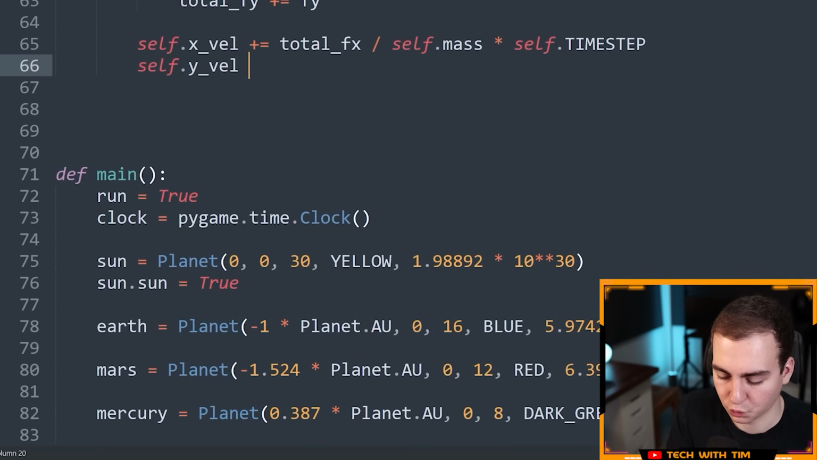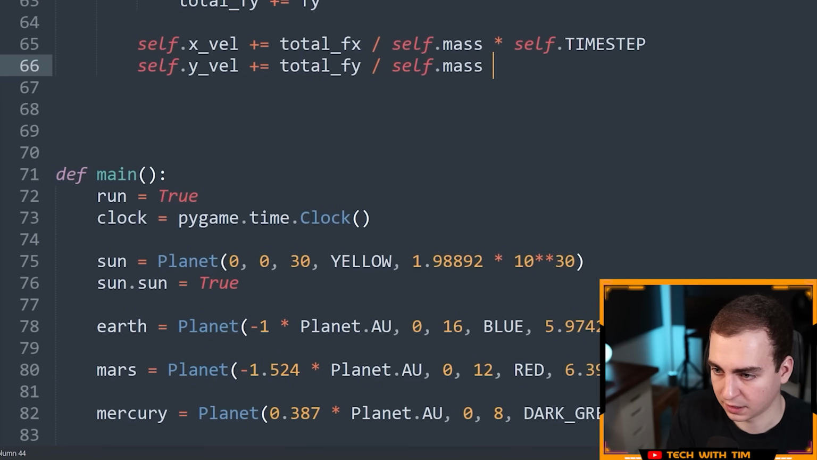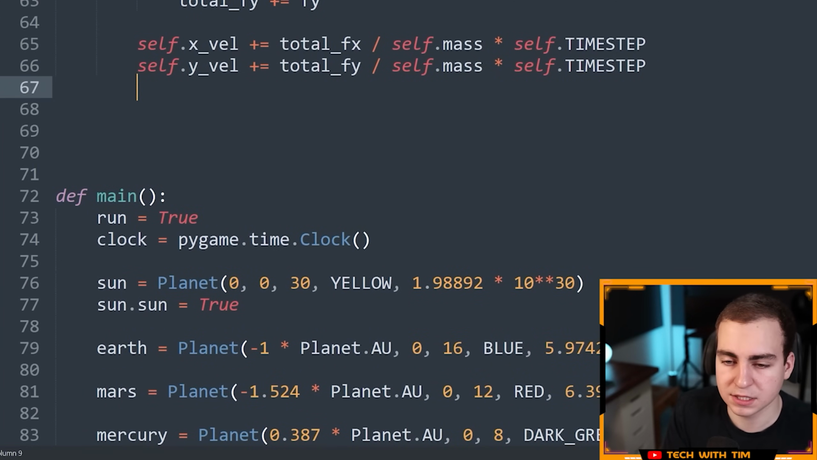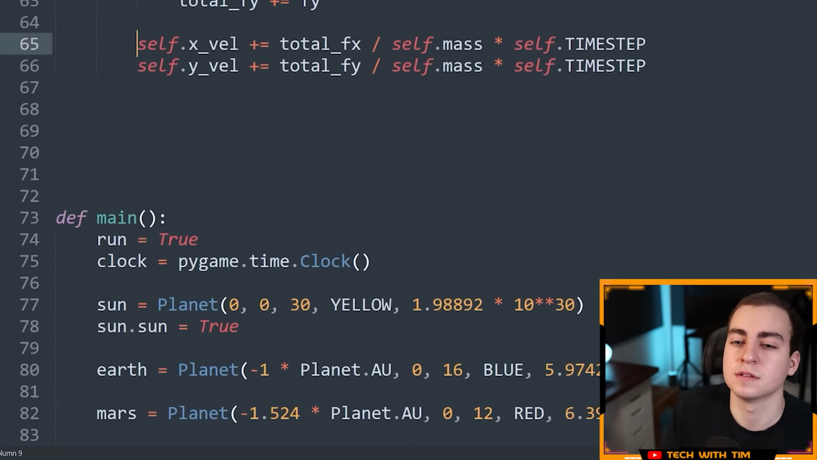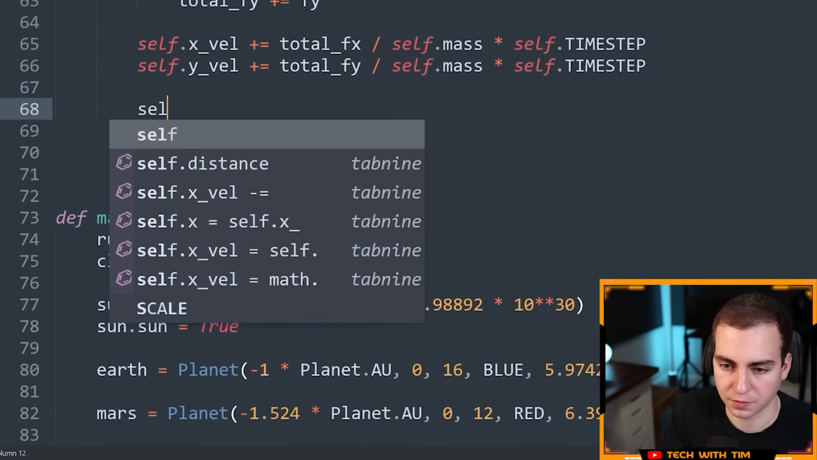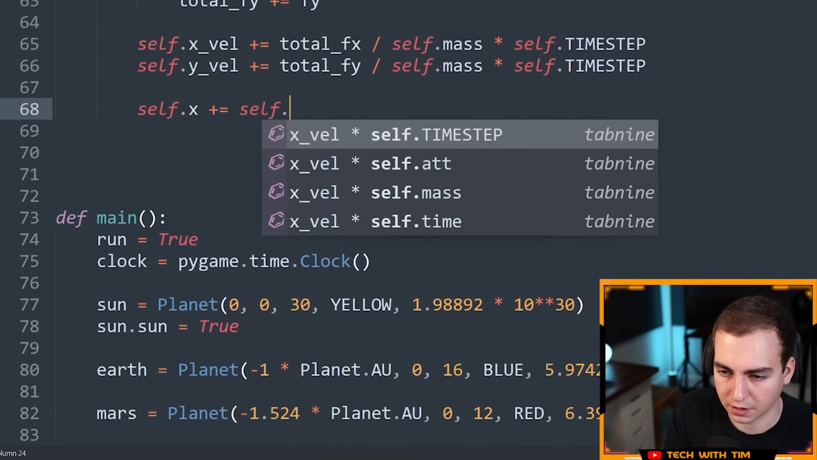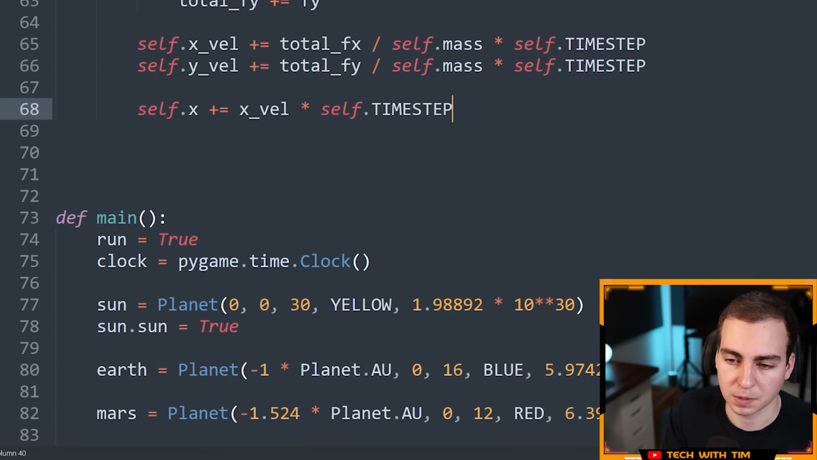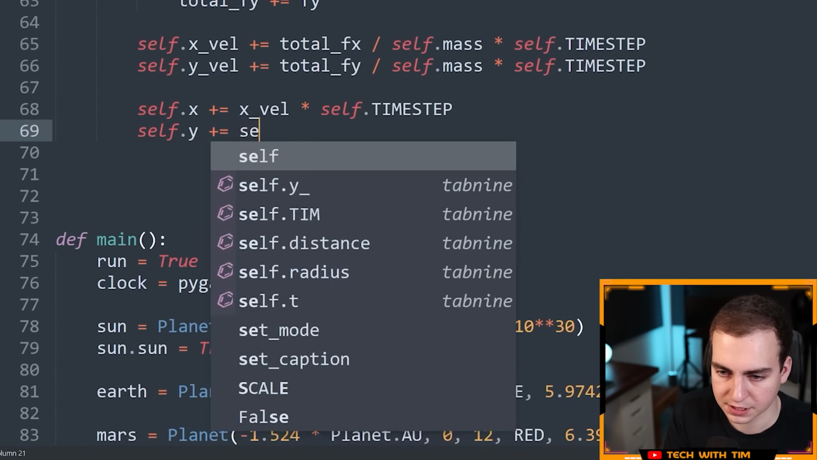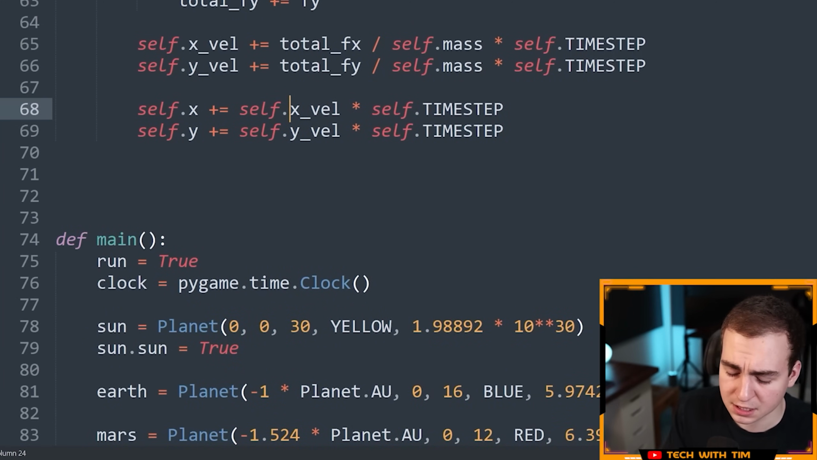Now we do the exact same thing with the y. So plus equals the total Fy over the self.mass. Okay, and then multiplied by the self.time step. Okay, so now that we have that, what we need to do is just increment the x and the y, because this is just the velocity. So from acceleration, you get velocity. From velocity, you get displacement or distance, which is what we're now going to do. So we're going to say self.x, and then this is going to be plus equals self.x_vel. And then we need to multiply this by the time step as well. And then we're going to say self.y plus equals, this needs to be self.y_vel multiplied by self.time step, and then let's fix this to be self.x_vel.